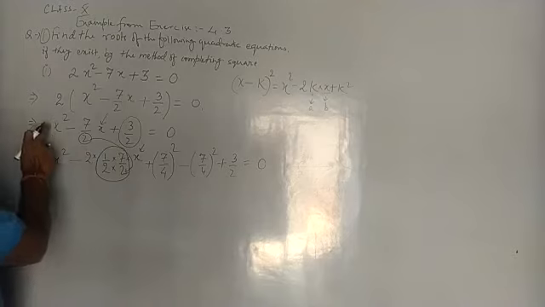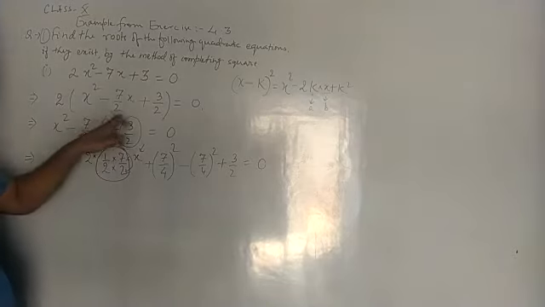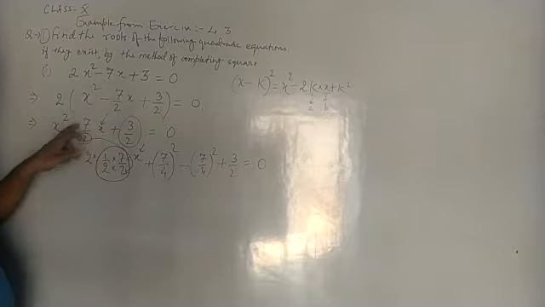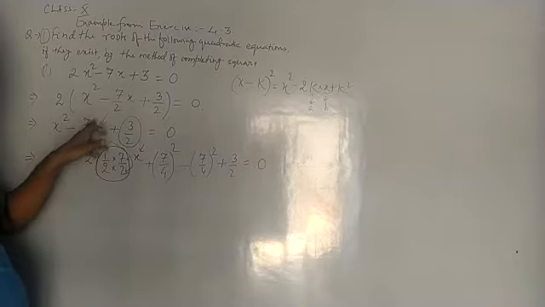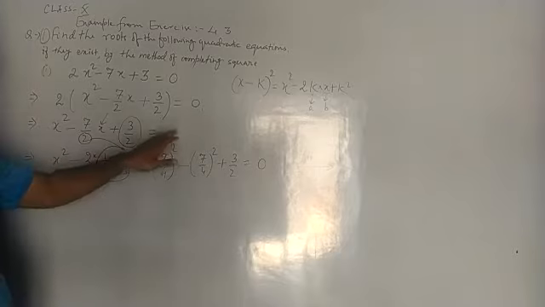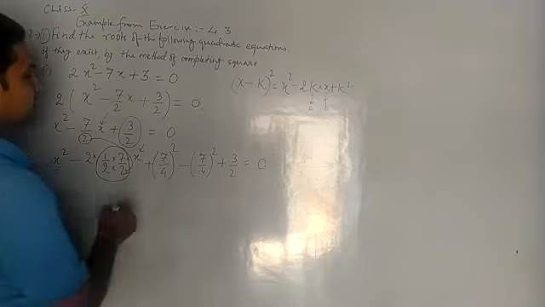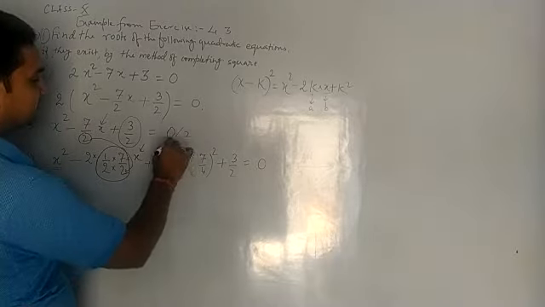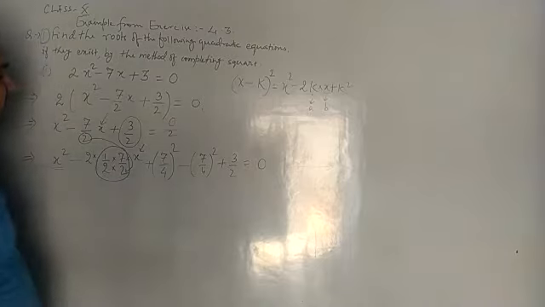Pehle humein kya karna tha? 2 common kiye, ye likhe. Theek hai? Kaise 2 common karke likhe? 7 by 2, 7 by 2. Why? Because 2 was not present in the numerator, so we are dividing it by 2. That will compensate. Here also a similar thing. Then 2 should be taken this side. That will give you 0 by 2. 0 divided by 2 gives us 0.